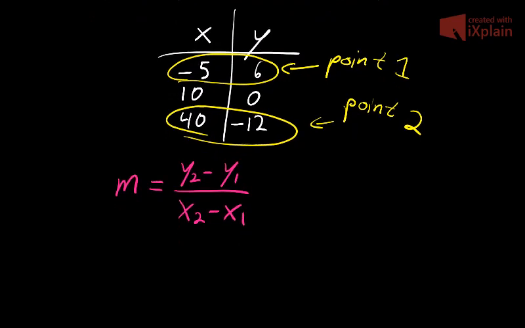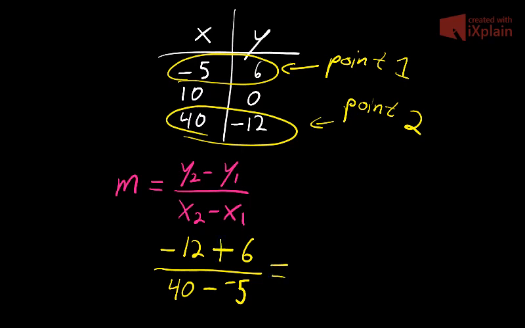So looking at my formula, I start with the y of the second point, which is going to be -12. So I have -12 minus the y of the first point, which is 6, divided by the x of the second point, which is 40, minus the x of the first point, which is -5. So if I solve this out, -12 minus 6 is the same as -12 plus -6. The signs here are the same, so we're adding. 12 plus 6 is 18. Our bigger number here is 12, so we keep its sign, which is negative. So we end up with -18.